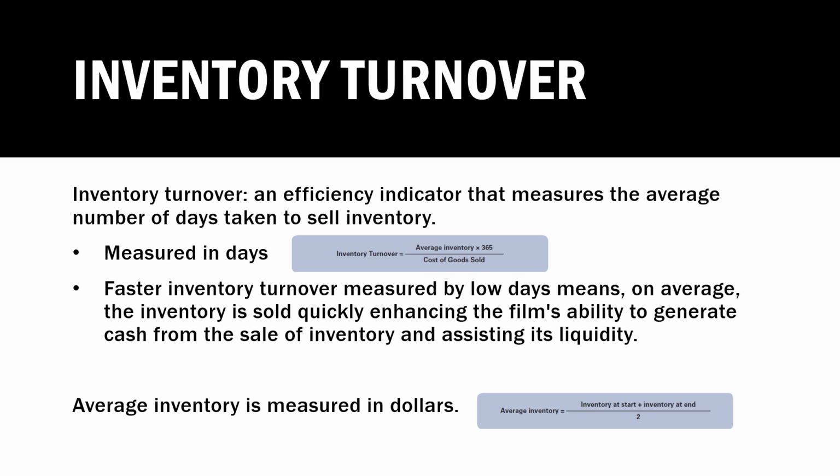Okay. Average inventory is measured in dollars. Please keep that in mind. The formula is inventory at start, so at the beginning, plus at the end, divided by 2. And inventory turnover itself is measured in days. The formula is given on the screen: average inventory divided by cost of goods sold, times 365.